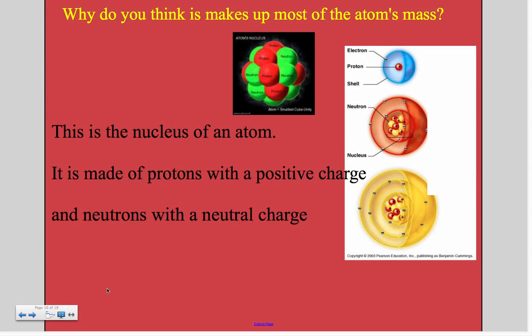So what do you think makes up most of the atom's mass? Well, we just said that. It's the nucleus of an atom that has most of the mass of that atom. It's because the protons and the neutrons are so much larger than the electrons. And if you see the picture over here on the right, you can see that the neutrons are a little bit smaller than the protons, not by much, but then the electrons are much smaller.